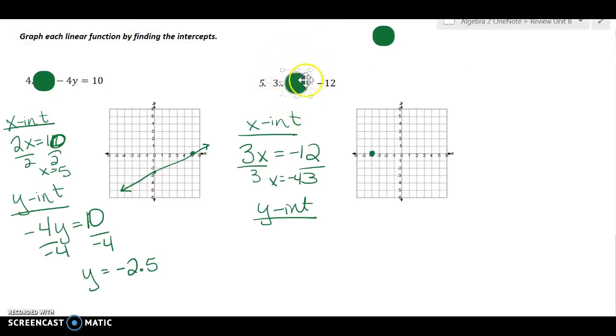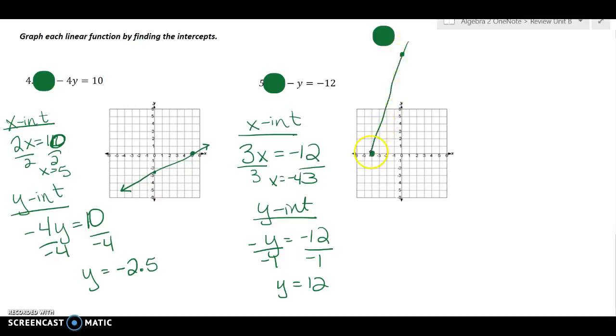And then I'm going to move it over to the 3x, and when I cover it up now, I have negative y equals negative 12. So when I divide by negative 1, I get a positive 12. Now, positive 12 isn't up here, but I'm going to say it's right about here. And so I connect my dots.